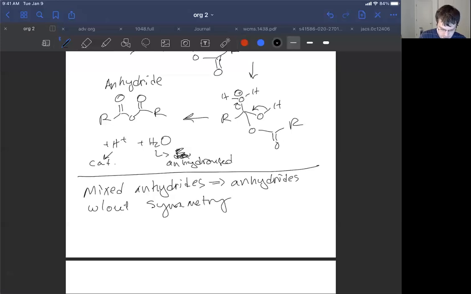Okay, so what I mean by that is if we have our anhydride framework, we put an R group over here, but that's different from the R group on the opposite side. So the R and the R primes are now different from one another. Okay, so how do we make this type of molecule?